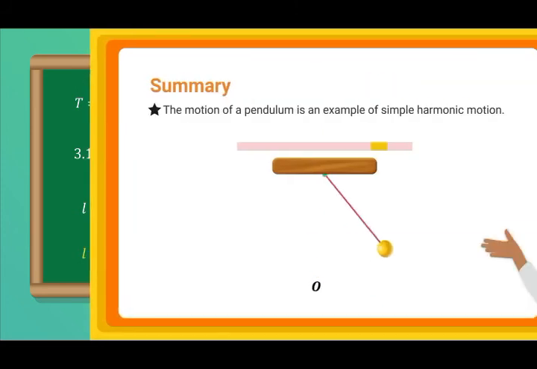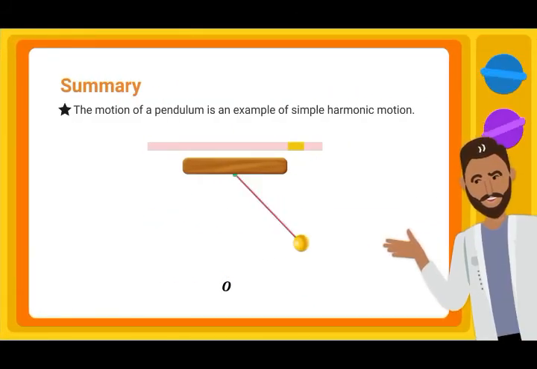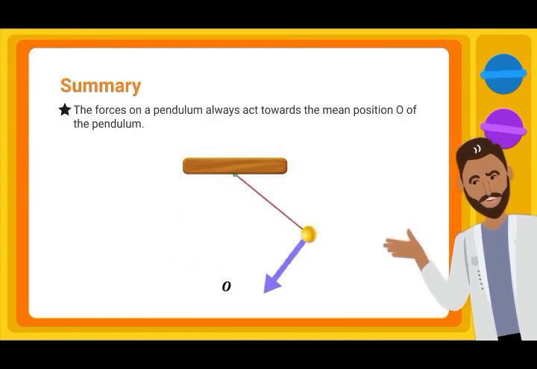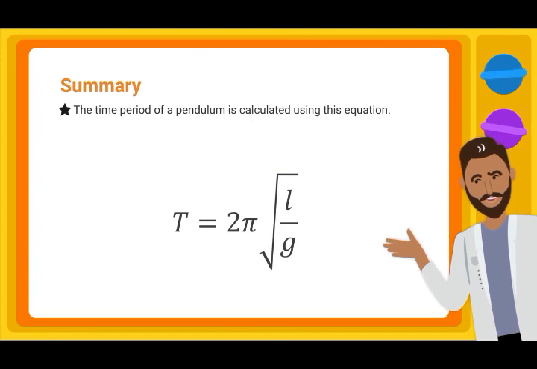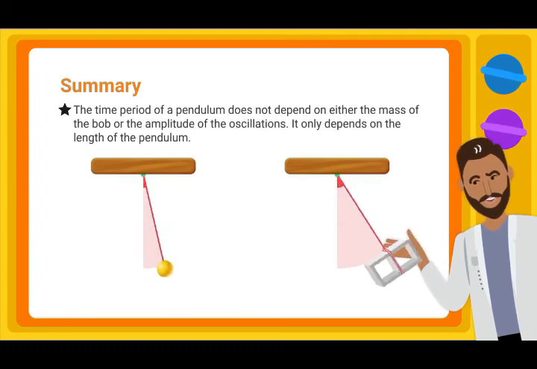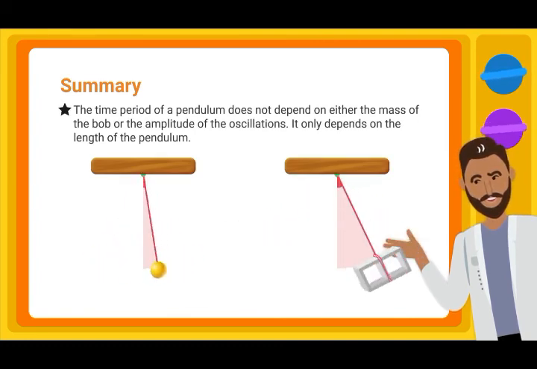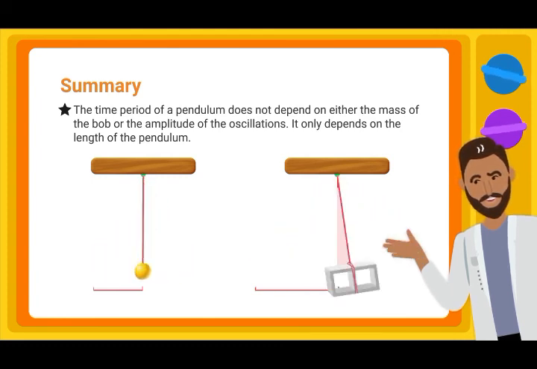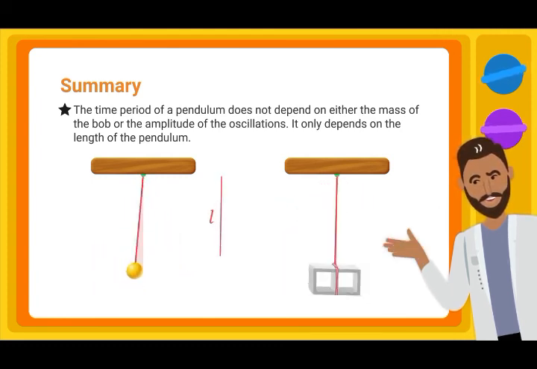To summarize, the motion of a pendulum is an example of simple harmonic motion. The forces on a pendulum always act towards the mean position O of the pendulum. The time period of a pendulum is calculated using this equation. The time period of a pendulum does not depend on either the mass of the bob or the amplitude of the oscillations. It only depends on the length of the pendulum.